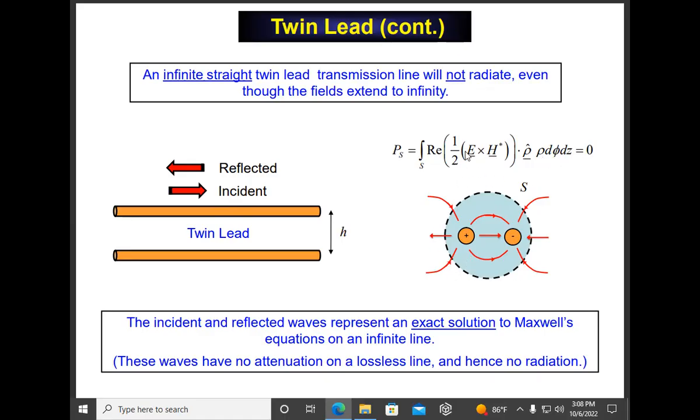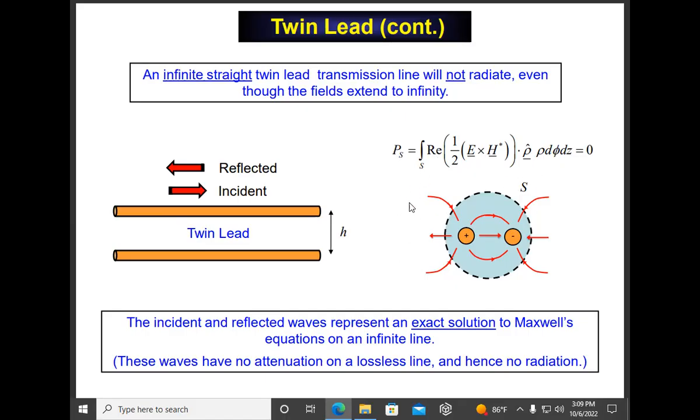What does this integral mean physically? That's watts per square meter integrated over the surface S. That's the power in watts that's escaping through this surface, right? Now, you have to take my word for it, because I'm not really doing the calculation, but that integral is going to end up being 0. So if it's a perfect straight run of twin lead, no radiation is escaping.